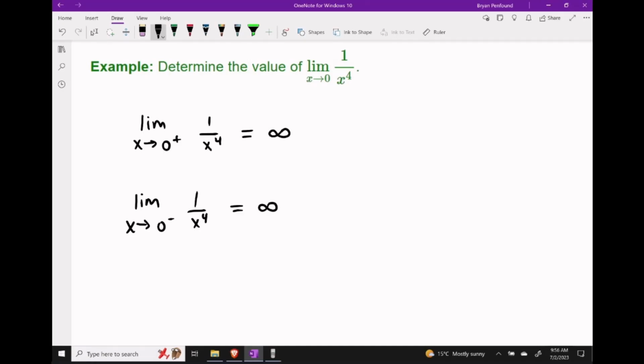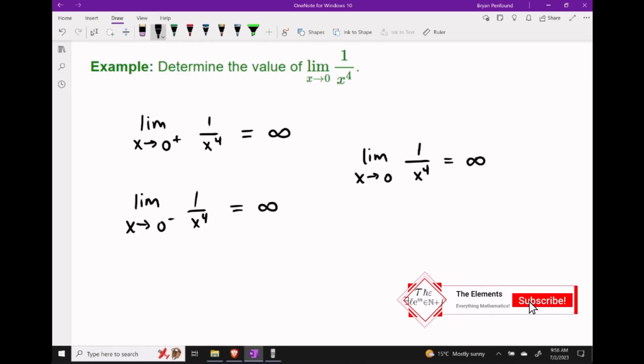Now in this special case, because both of our one-sided limits tend towards positive infinity, we can make an overall declaration about what's happening around this vertical asymptote. We can say that the limit as x approaches 0 of the function 1 over x to the 4 is going to be positive and unbounded. So on either side of 0, our y values are tending towards positive infinity.